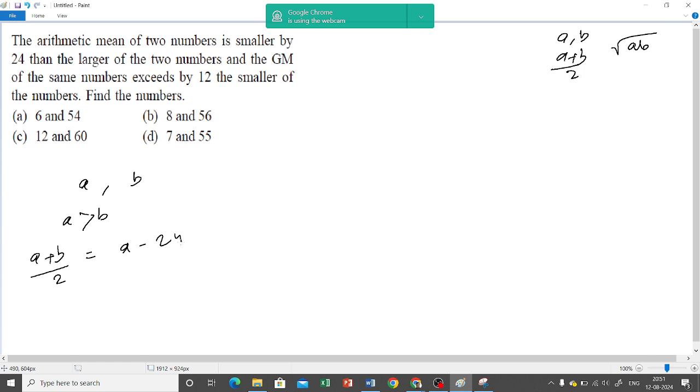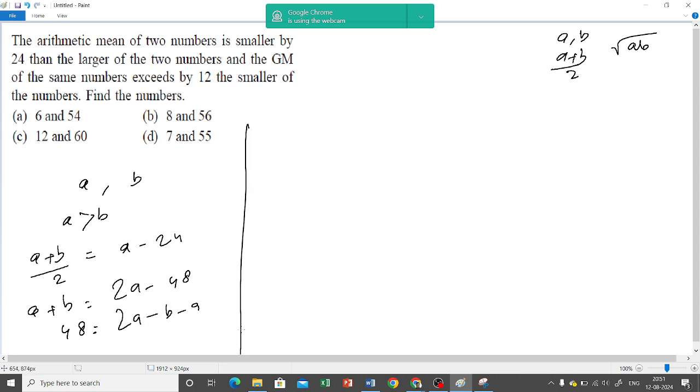The arithmetic mean of the two numbers, that is a plus b by 2, is smaller by 24 than the larger of the two numbers. So that means a plus b is equal to 2a minus 48, right? Or 48 is equal to 2a minus b minus a. So 48 equals a minus b. This is equation 1. Now it is given that the geometric mean of the same numbers, root over ab, exceeds the smaller number, that means b, by 12.